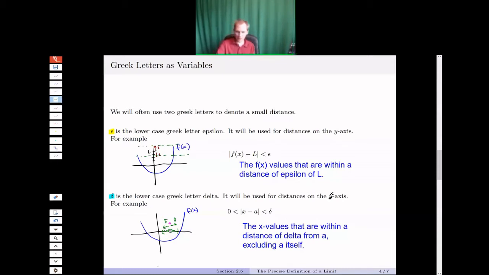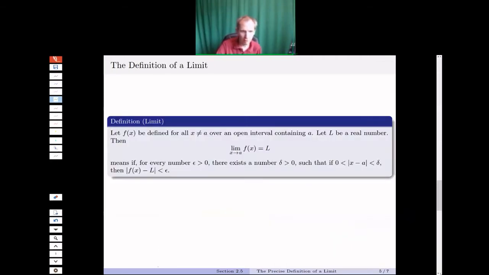All right, let's get into our actual definition now. So here's our definition of a limit. Let f of x be defined for all the x values except for a on an open interval containing a. Let L be a real number.